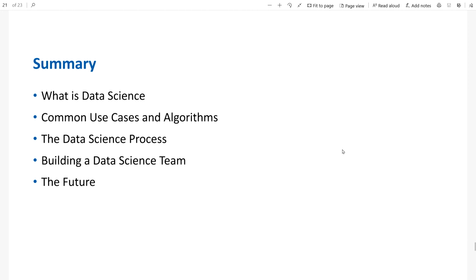So we discussed what data science is all about, common use cases and algorithms that are used in a data science career, the whole process of data science, building a data science team, and what's the future for data science.